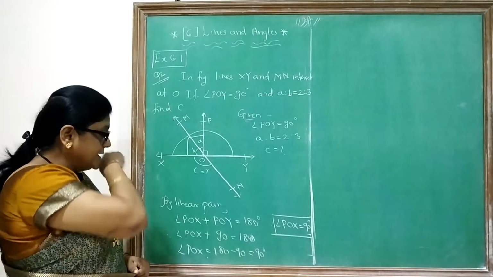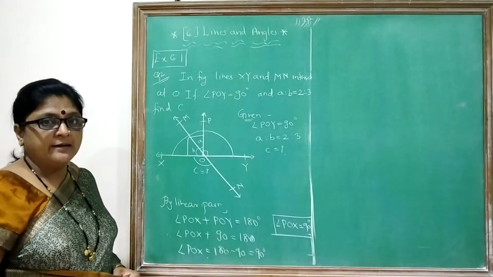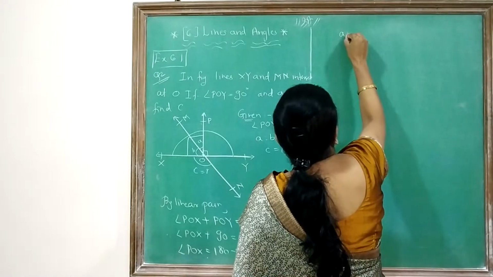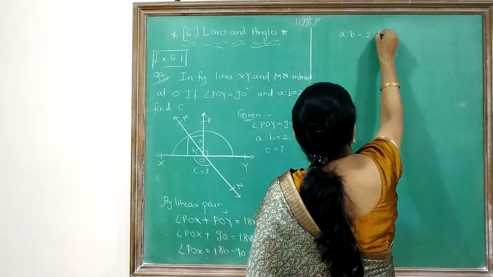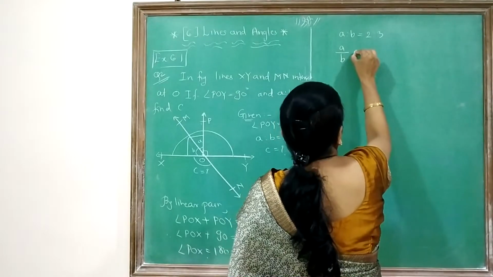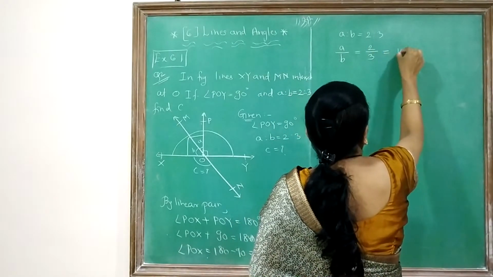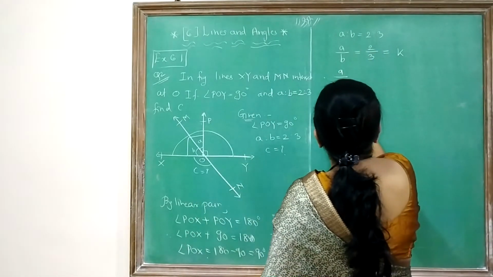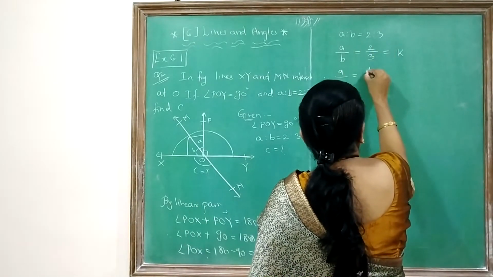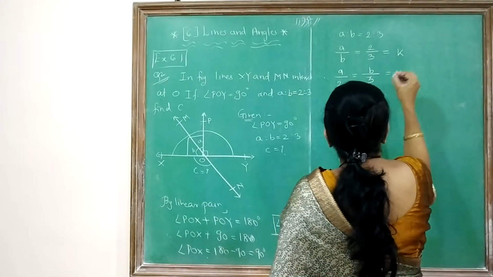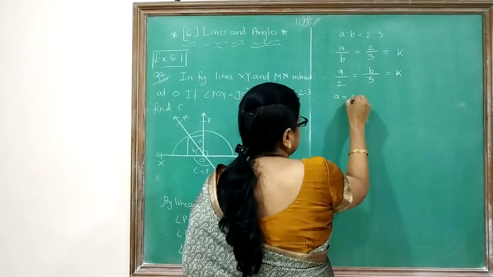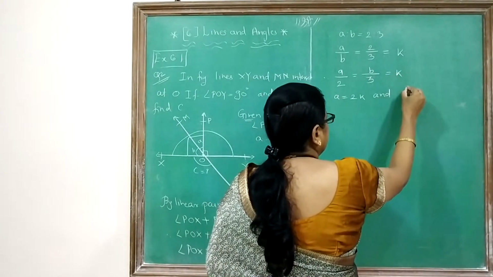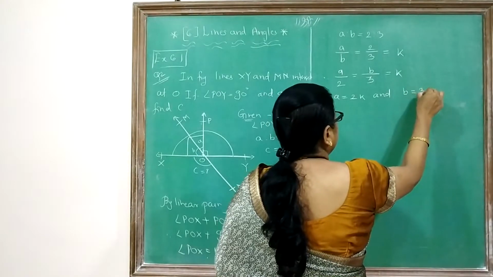In angle POX, A and B are the two angles present. First you will write A:B equal to 2:3. Then you write A divided by B equal to 2 divided by 3 equal to K. Then this 2 will be transferred to this side, and B will be transferred to the upper side, that is B by 3 equal to K. Then you will get two values, that is A equal to 2K, and B by 3 equal to K, then B equal to 3K.